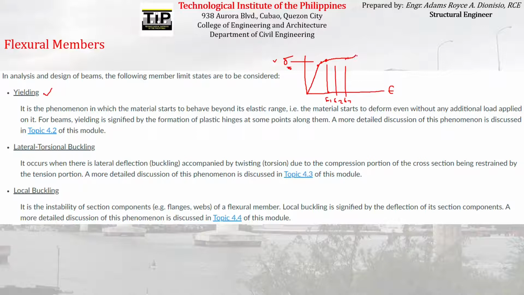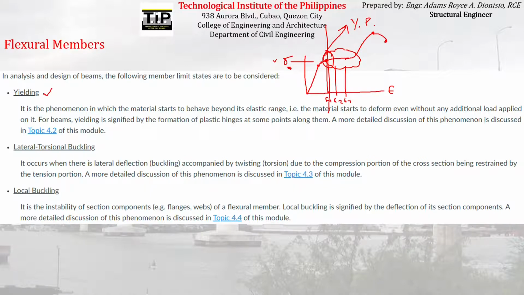Okay, and then after that, at some point, tataas ulit yung strength niya. So hanggang dadating siya sa ultimate limit or ultimate strength, and then babagsak sa rupture strength na tinatawag. Okay, so ang material natin, ayaw natin na ma-experience to, yung yielding na tinatawag. That's why ginagawa nating limit state to, itong point na to. Yan, yung tinatawag natin na yield point.